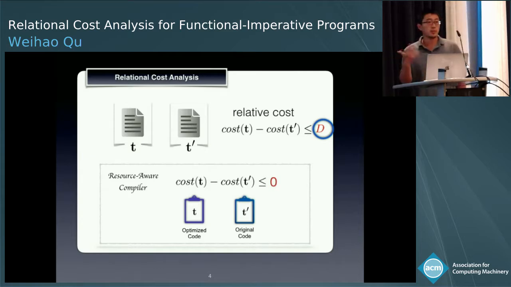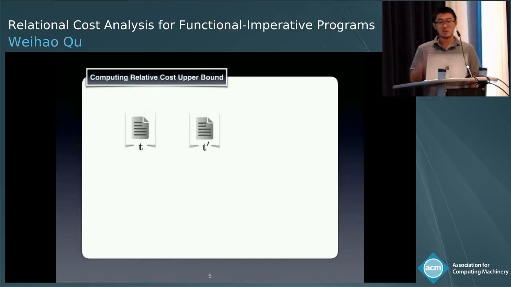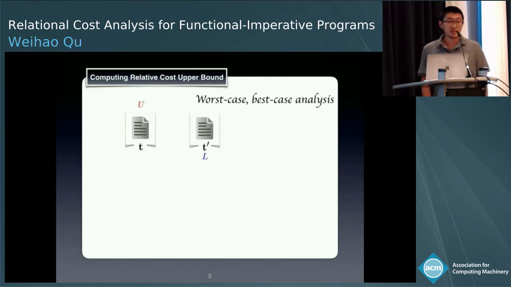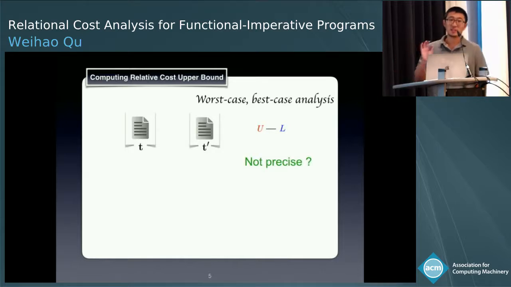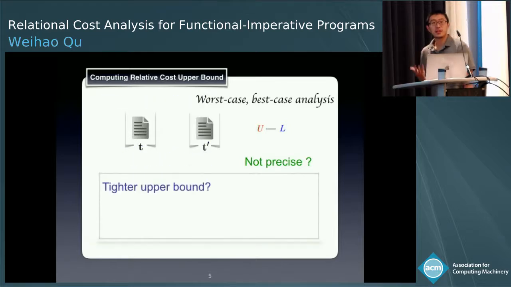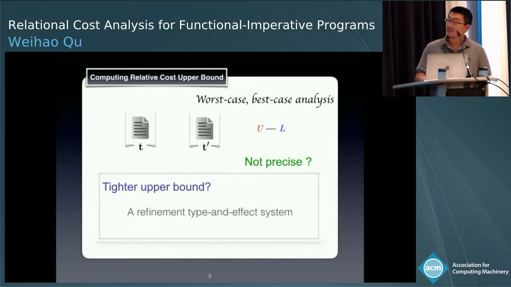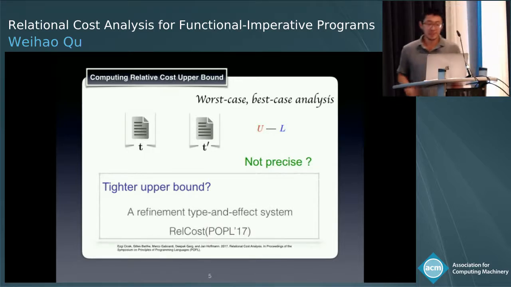And there are many methods we can use to get this upper bound. The standard method is the worst-case, best-case analysis, which will compute the best-case and the worst-case evaluation cost and then take a difference. However, in some cases, this is very naive and not precise. So we want to have a system that can provide a tight upper bound. And then we try to figure out some type and effect systems. And we find one, which is a refinement type and effect system called RelCost from POPL 17 that can help us.